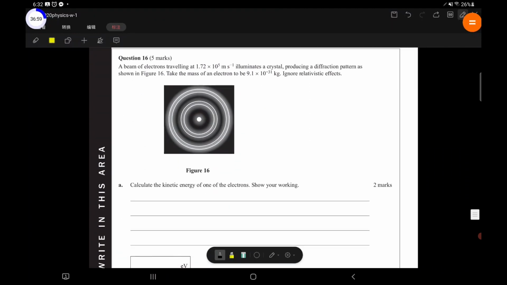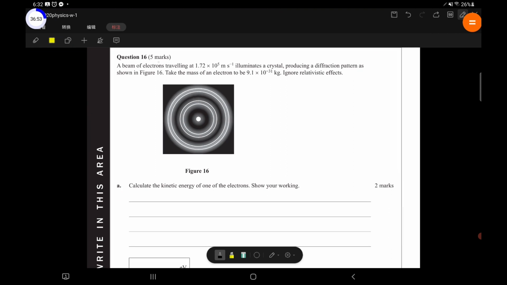So lucky for us. All right, so looking at this diagram, we can see a diffraction pattern, and we have electrons. Electrons and diffraction usually don't go together, except for one topic. That topic is, of course, wave-particle duality. Right? Particles and waves are more similar than we initially thought.